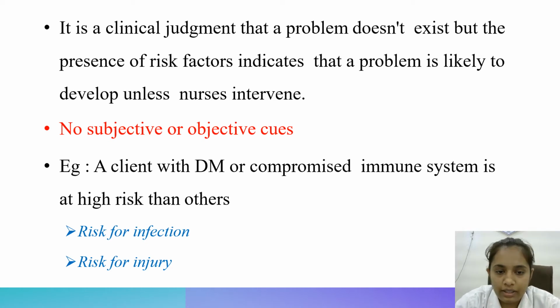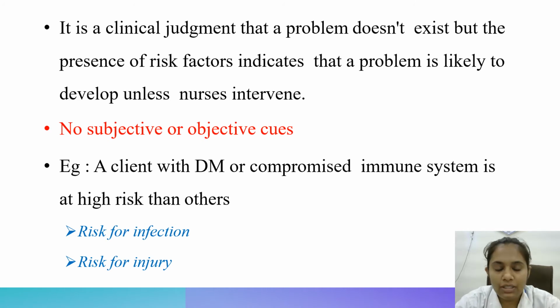There are no subjective or objective cues. The patients are not telling you anything, so there is no subjective data or objective data. It is a direct clinical judgment by the nurse, depending on the surrounding environment and the patient's condition. For example, a client with diabetes mellitus or a compromised immune system is at higher risk than all others.